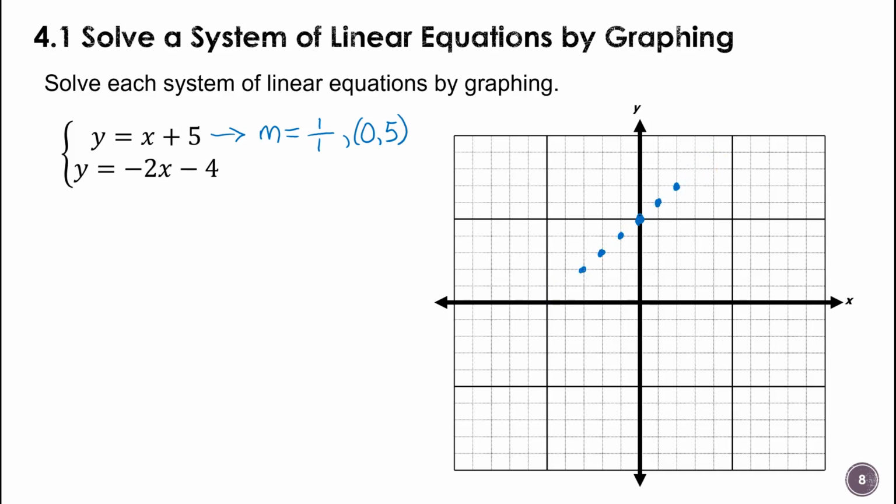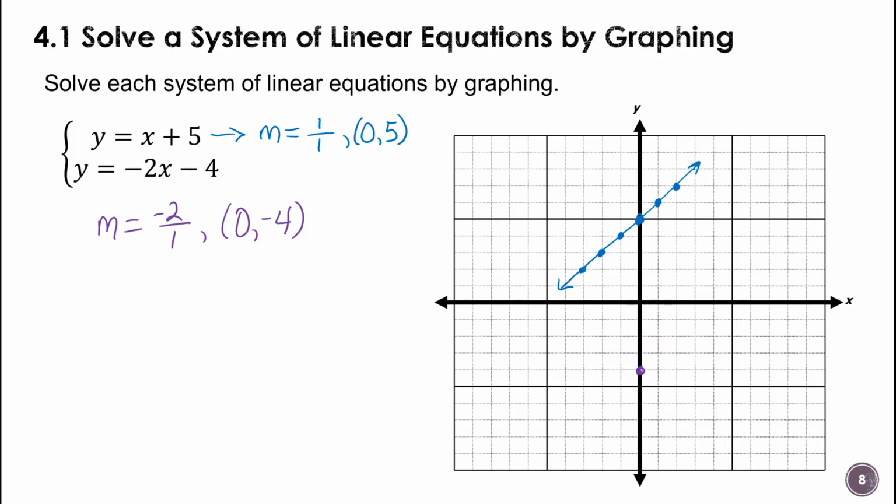Let me try that again. It's a little crooked, but I'm just going to leave it there so I don't have to draw it again. All right, so on the next one, we have a slope of -2, and we write it over 1, so we have rise and run. The y-intercept is at 0, -4. So we're going to graph at 0, -4.